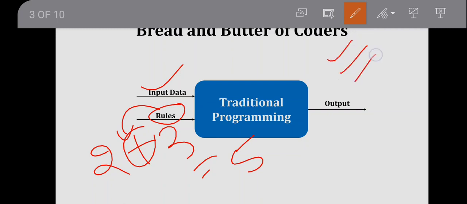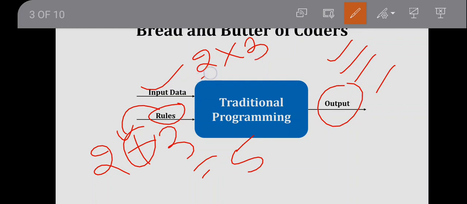Earlier, when we wanted to perform any operation, we used to give the input data and tell the rules: what are the first, second, third, fourth instructions. Then we used to get the output. For example, if you want to multiply, I tell 2 into 3. 2 and 3 are inputs. The multiplication symbol is the rule. I am telling it to multiply two numbers and give me the result, that is 6.